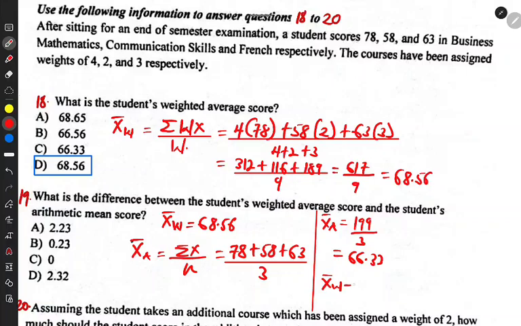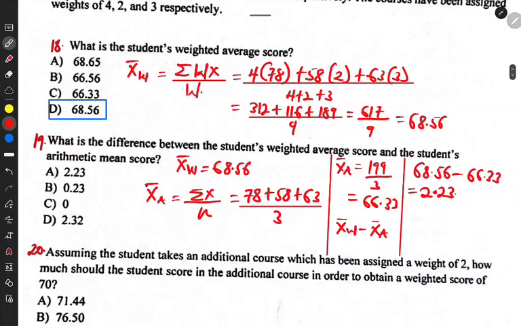Therefore, the difference between the weighted average score and the arithmetic score is what? We'll have the weighted score compared to the arithmetic score: 68.56 minus 66.33. We're supposed to have a figure of 2.23. You can compute that with your calculator and see if you get the same answer. So let's take note of that. That's going to be Option A.